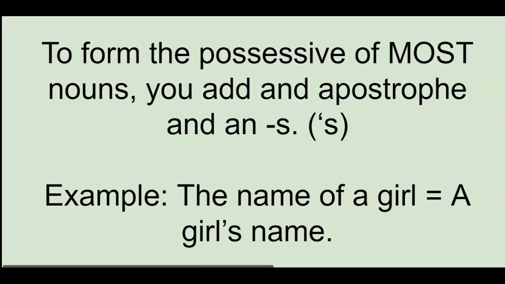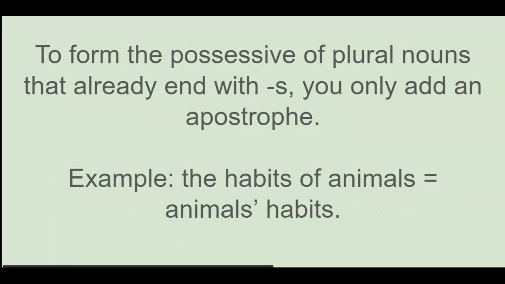To form that possessive noun, most of the time all you do is add an apostrophe S to the end of the word. So the name of a girl equals a girl's name. There's one exception: if you're forming the possessive of a plural noun that already ends with an S, you only add an apostrophe. So the habits of animals, animals stands for more than one thing, that's plural. It ends with an S, so it equals the animals' habits. You just add an apostrophe.